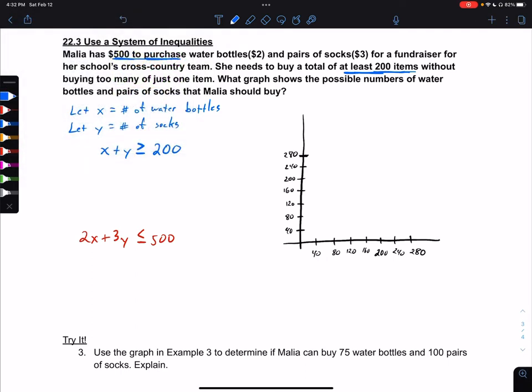So to find the x-intercept, I'm going to set y to be equal to 0. And really, instead of an inequality, I'm going to treat these as an equal sign. So x plus 0 equals 200. That means x just equals 200. So I have an x-intercept of 200 in this case. Not so bad. The y-intercept, I wind up doing the same thing, but make x 0 this time. So 0 plus y equals 200. Let me clean that up.